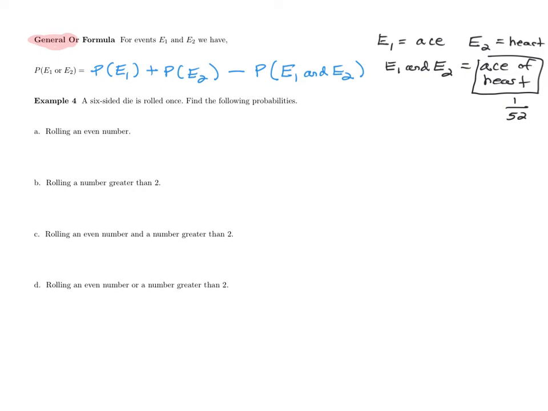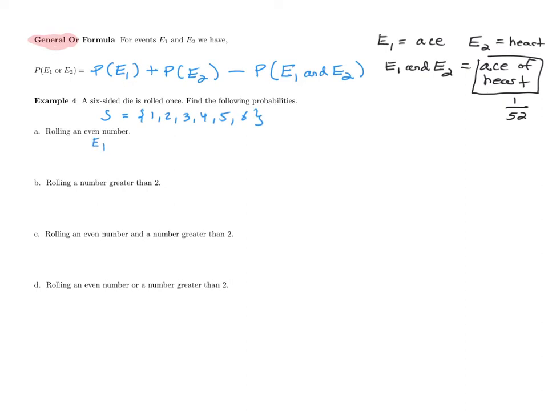Let's try this in example 4. We are told a six-sided die is rolled once, and I'll state the sample space for this. That's a 1, 2, 3, 4, 5, or 6 that can be rolled, so those are your options. The first part looks simple. What is the probability of rolling an even number? I'll call this E1.